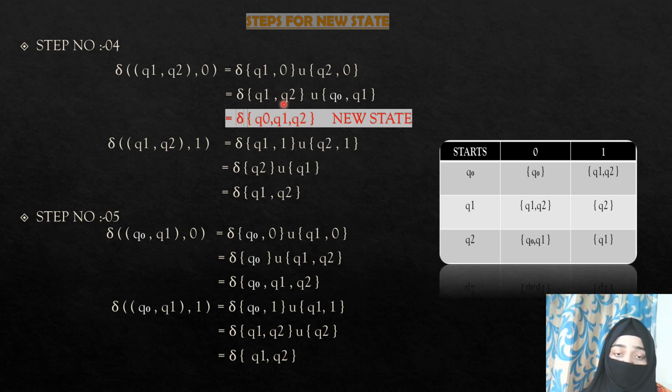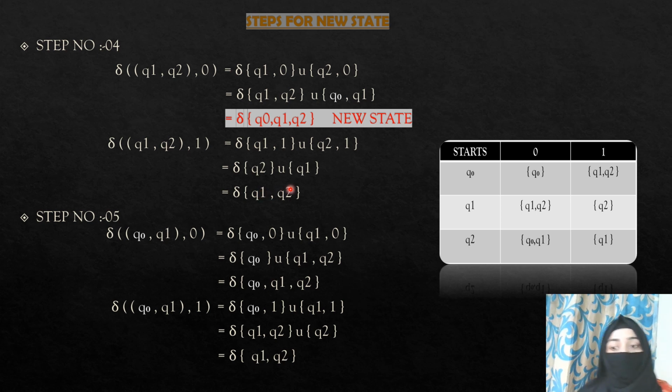Now this is our new state, and we are going to solve a step with this also. The new state is Q0, Q1 and Q2. We are going to put this in the transition table. I have already drawn transition table 2, where I have written this. Same thing with respect to 0 we have done, we will do with respect to 1. Q1 with respect to 1 union Q2 with respect to 1. Q1 with respect to 1 we got Q2, and Q2 with respect to 1 we got Q1. Both are single states and not repeated, so we write it as Q1 and Q2.